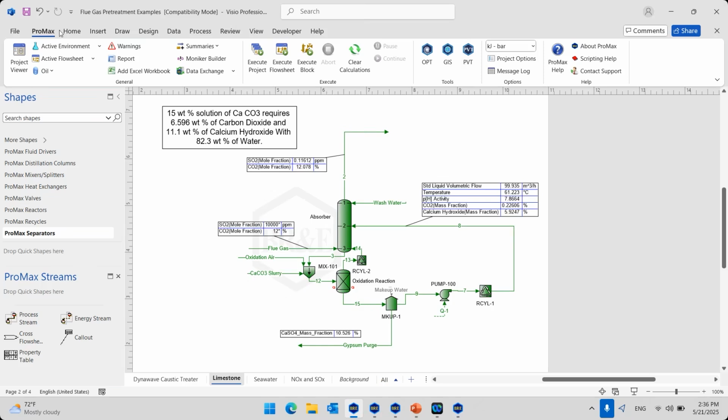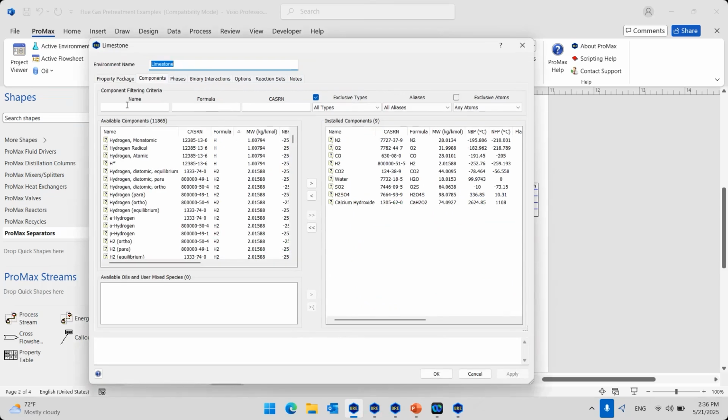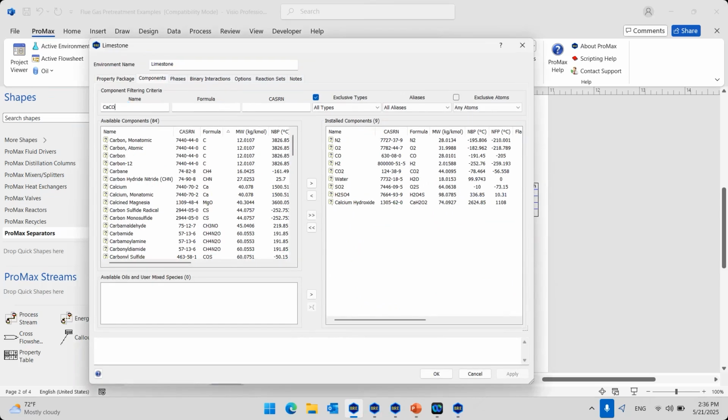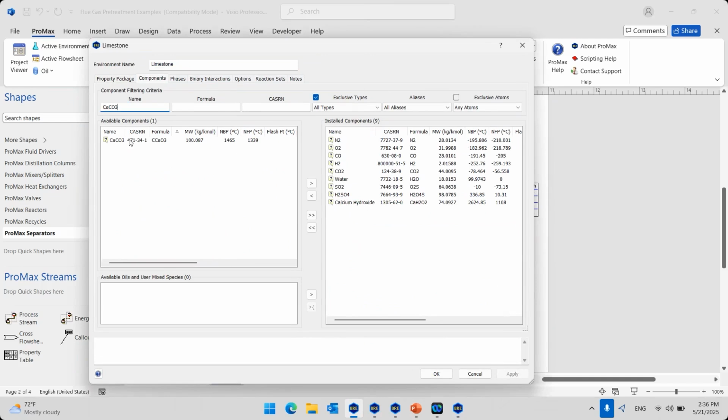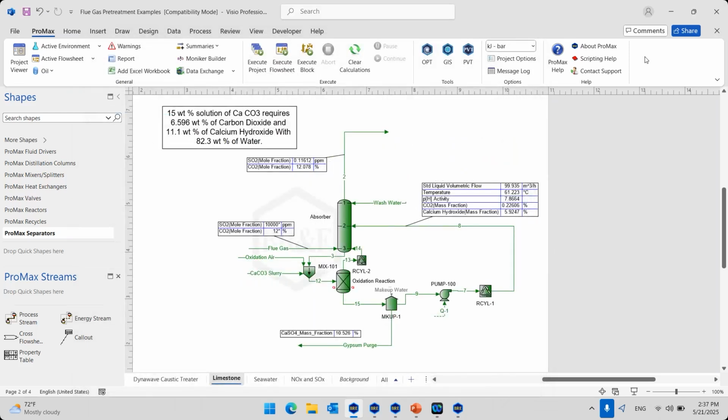Because, for example, for CaCO3, if I go to active environment, I am able to find CaCO3 directly in my component list. You see, it is there. But if I add it in my simulation, ProMax will not be able to, on its own, find out what the concentration of the different ions forming this salt is. So if I want to model this salt's behavior in an aqueous solution, I need to add it as a combination of acid and base. However, we have a very nice tool to help you figure out what that combination should be.